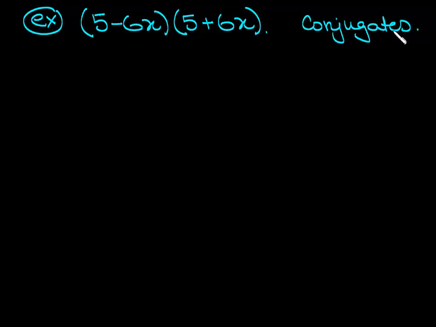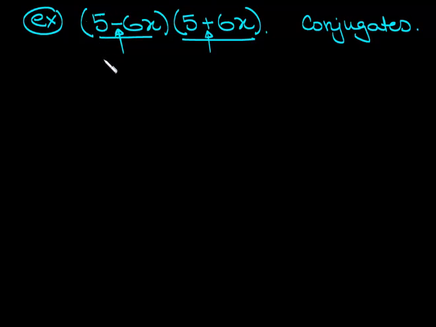I'm taking this polynomial, multiplying it by this. They're exactly identical except for the sign in the middle. Whenever that happens, we call these conjugates of each other. And if you recall from the previous section on radicals, anytime you multiply two conjugates, all you have to do is square the first number.